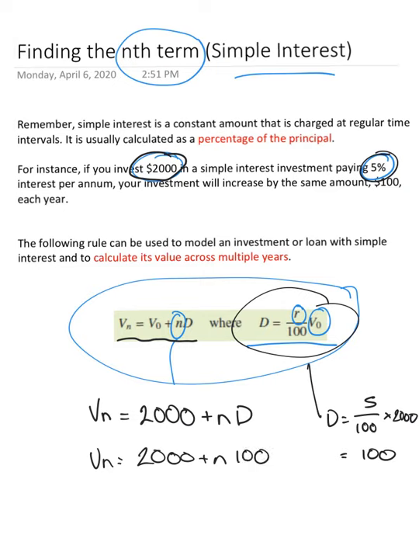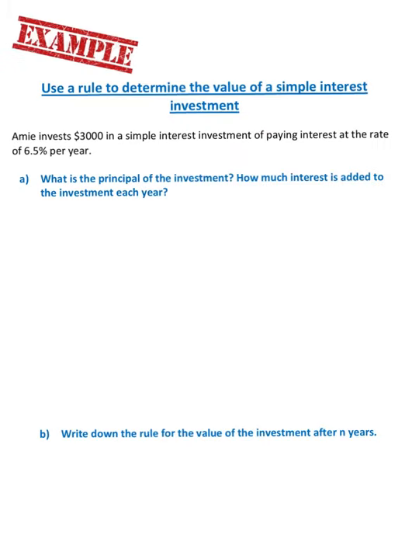Now we want to find the value of the loan after 10 years. We can go Vn equals 2,000 plus 10 times 100. Put that into our calculator, 3,000. And we know that after 10 years, the value of that investment is going to be $3,000. It's much quicker than putting it in our calculator and going enter, enter, enter 10 times. Okay, let's have a look at this example here.